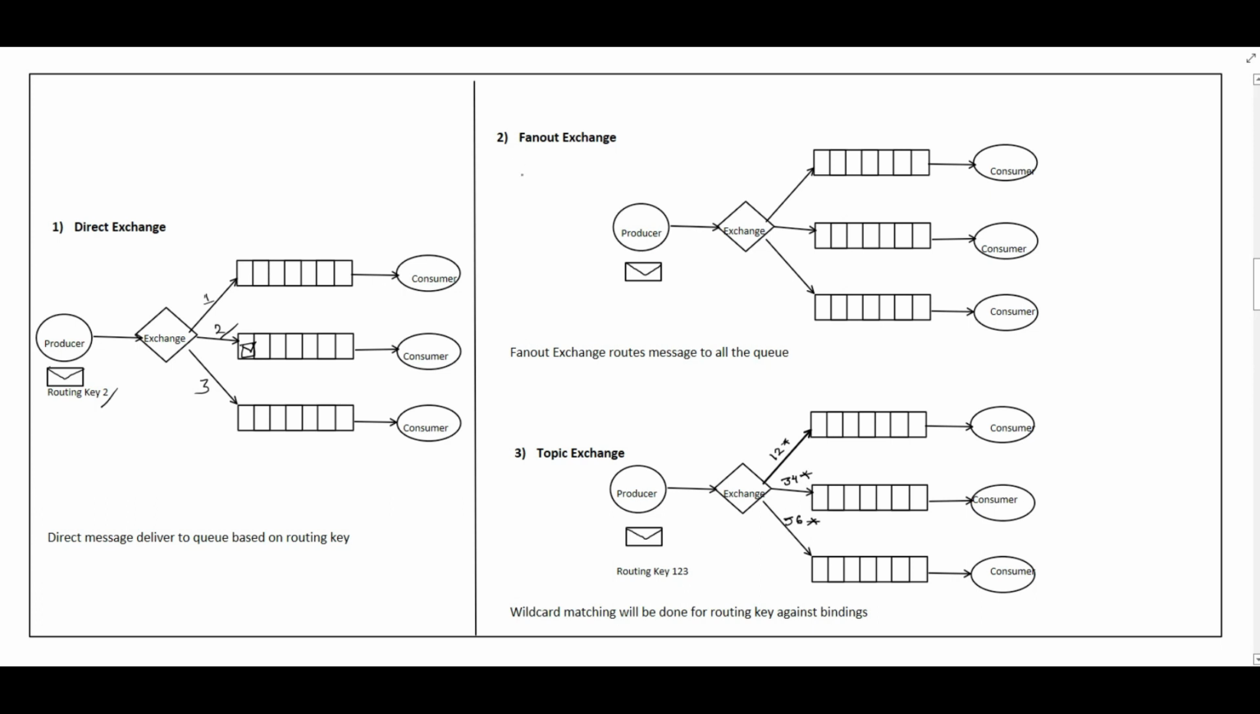The second one we have is fanout. In the fanout exchange, the message will be pushed to all the queues connected to that fanout exchange, and from those queues the consumer will consume the message. So this is the second type of exchange.